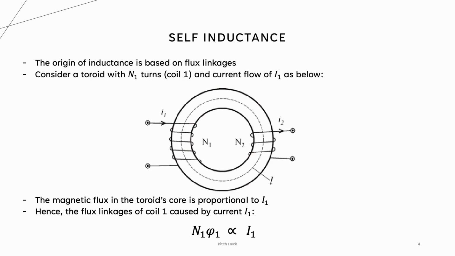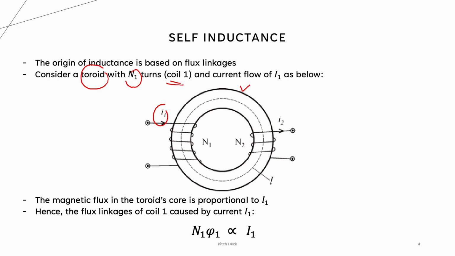Alright guys, so now let's look at what self-inductance is. Self-inductance is the origin of inductance. It is based on the flux linkage. We consider a toroid structure of a coil. So this is a toroid structure. It has N number of turns at coil 1, and a current I1 is being supplied at the primary winding.